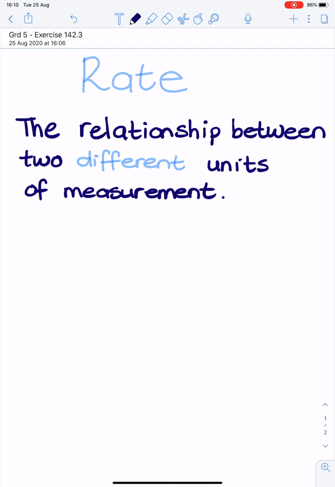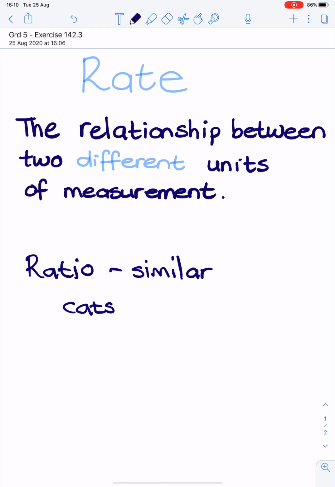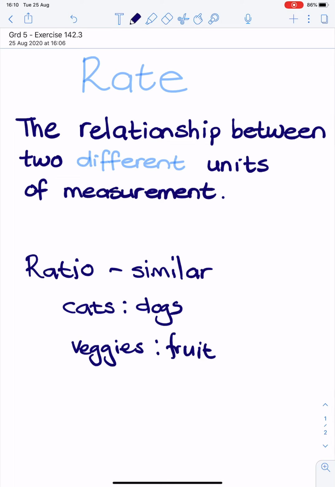It is the relationship between two different units of measurement. Now remember a little while ago we did ratio. And ratio was comparing things that are similar. For example, we would compare cats to dogs because they are both animals. Or we would compare veggies to fruit because they are both things that we eat.